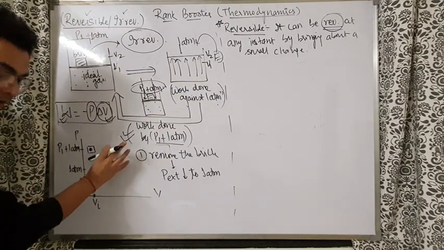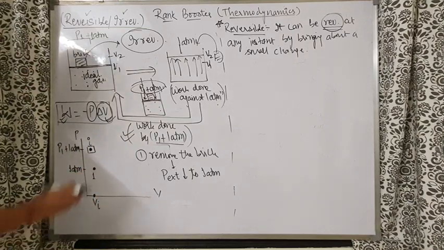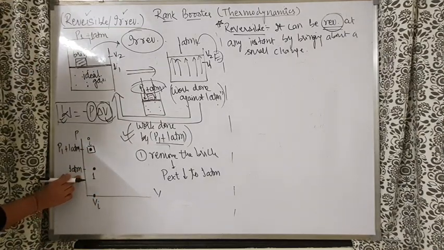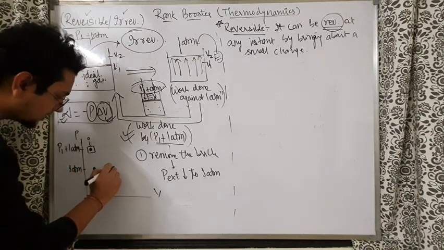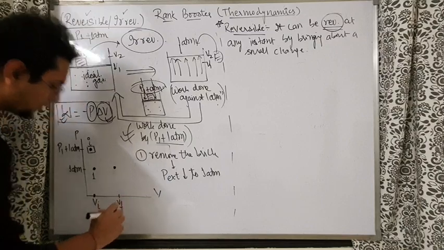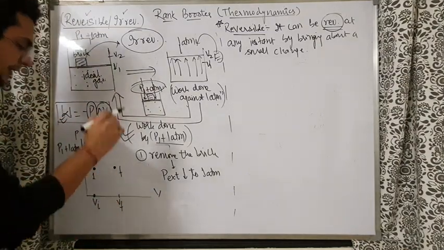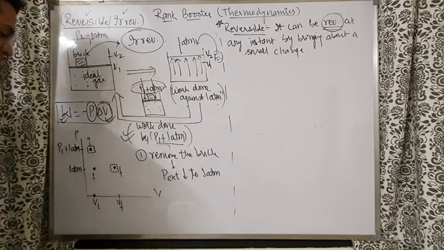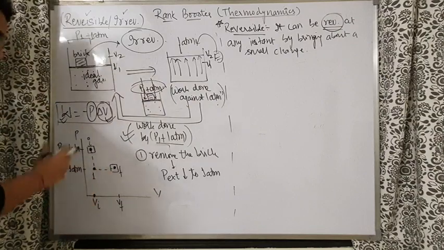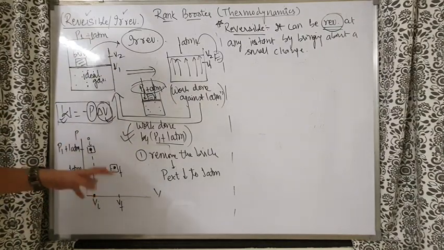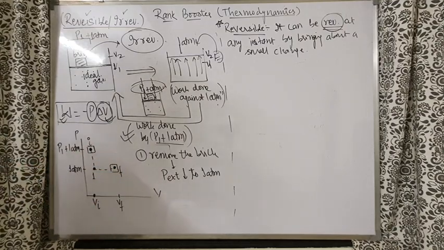So firstly what happened? When I removed the brick, I came from position I to position 1. That means the pressure suddenly dropped to 1 atm. Because of this, the volume increased to the final volume Vf. So from Vi to Vf, you have come in this way. This is how we have traveled. This dotted line has no meaning, and this dot number 1 also has no meaning. This is just to show how we came.